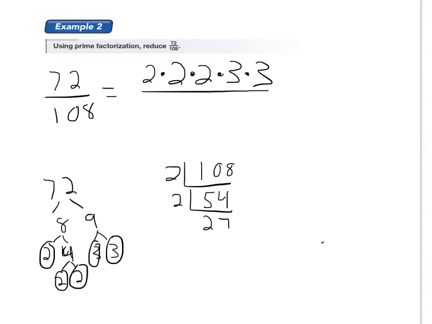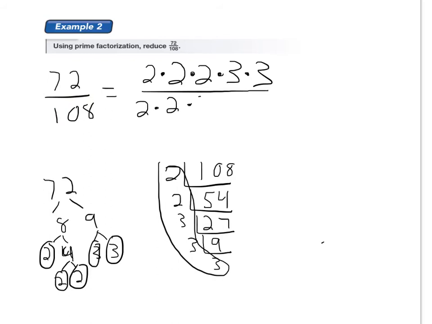Okay, 2 does not go into 27, so the next lowest prime number is 3, and 3 goes in there, and it goes in 9 times. Okay, and then we can divide 9 by 3 and get 3. Since this number is prime, I'm done. And all of these numbers are the prime ones that should be written for 108. So I'm going to put 2 times 2 times 3 times 3 times 3.